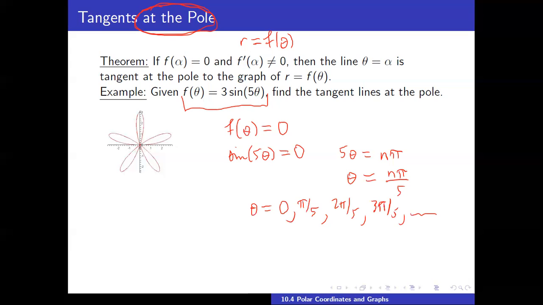So you have theta equal to 0 is this, theta equal to pi over 5, I'm assuming, is basically this. Theta equal to 2 pi over 5, I think probably is basically this, or something. And so you could go around and see all of these different tangent lines at the origin. Does that make sense? I just wanted to point that out so that you're aware of that. I'm not expecting you to memorize these things, but I want you to be able to work through them. Any questions on that?